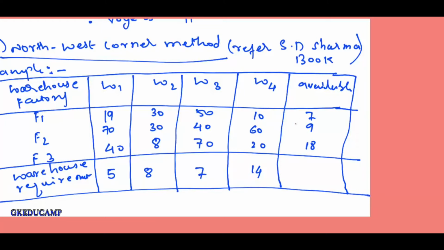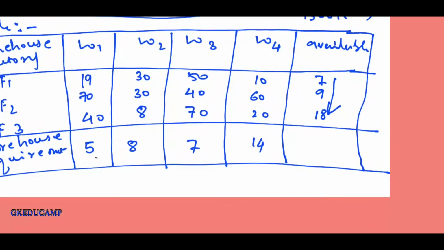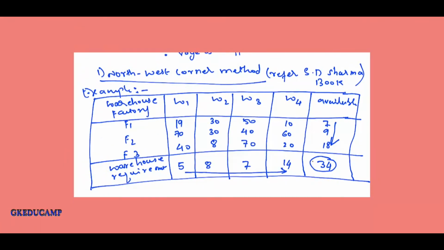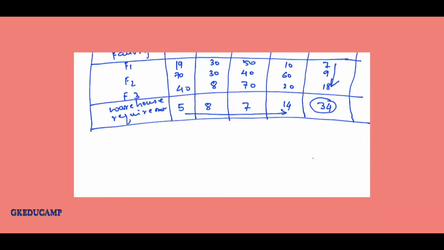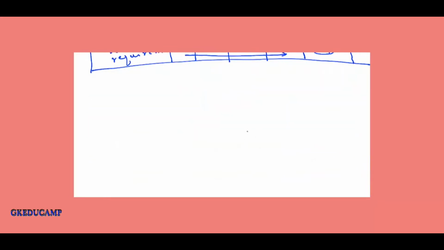If you add all these three and all four horizontally, we must also get 34. Then only it will be a balanced transportation problem. First condition we have to check is whether it will be 34 in both vertical and horizontal. And next, draw again the same table.